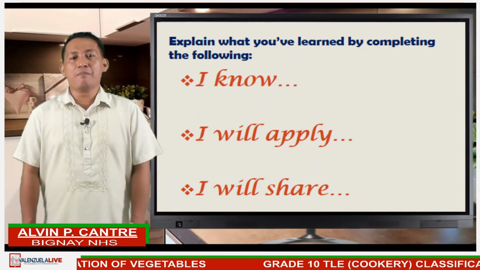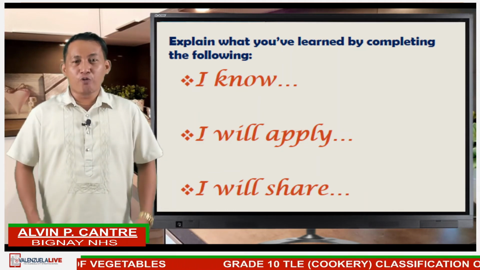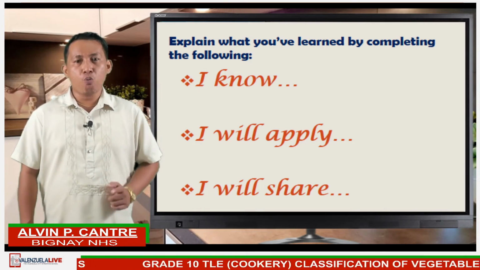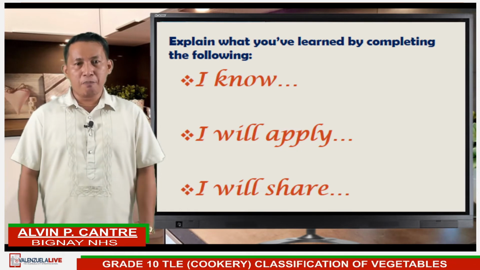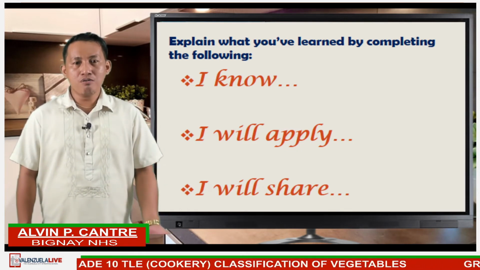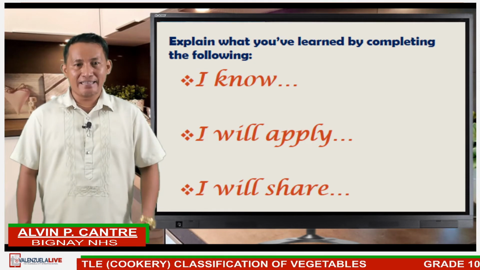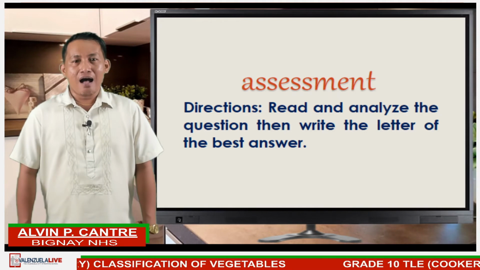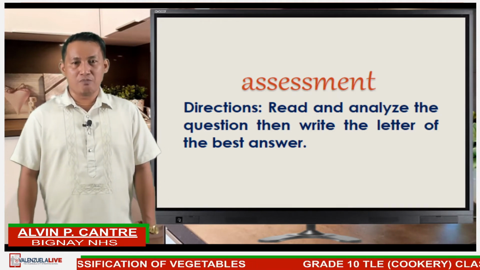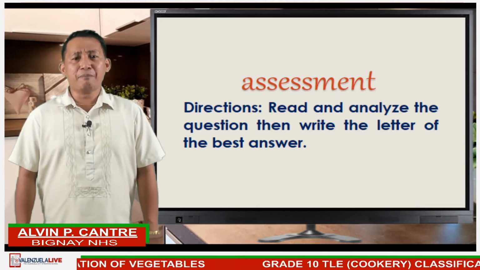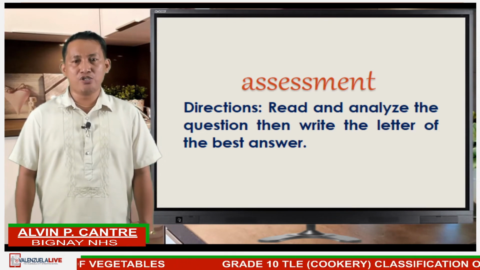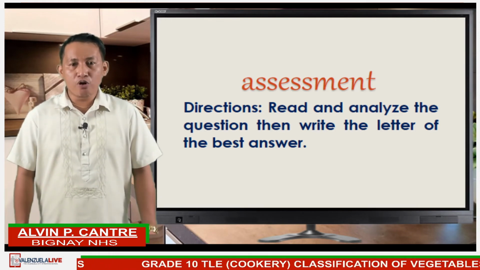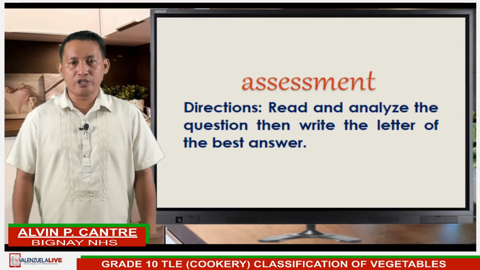Now, that sums up our lesson for today. For me to determine how far you've got, you are going to explain what you've learned for today by completing the following: I know, I will apply, and I will share. Examples: I know how important the value of vegetables is to mankind. I will apply the different nutrient classification in my daily menus or cuisine. I will share the importance of vegetables and their nutritive value.